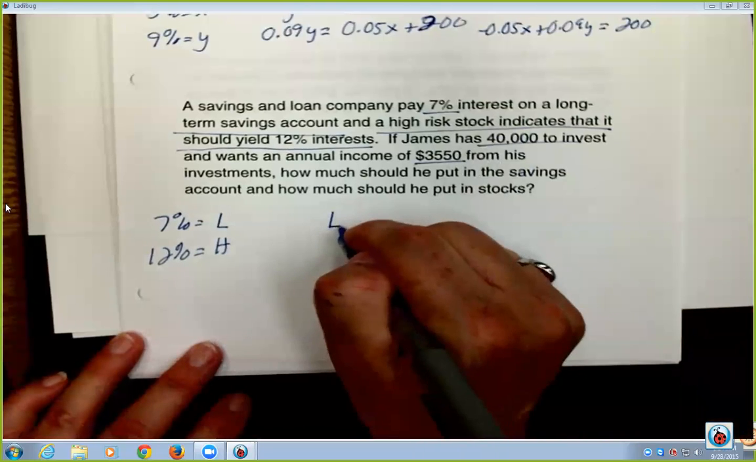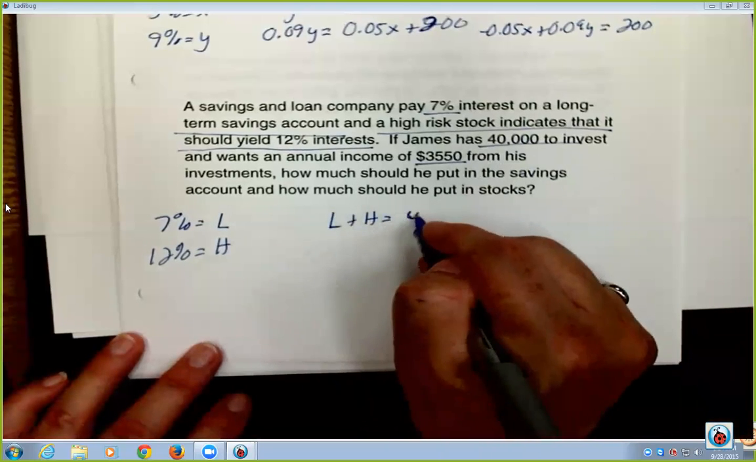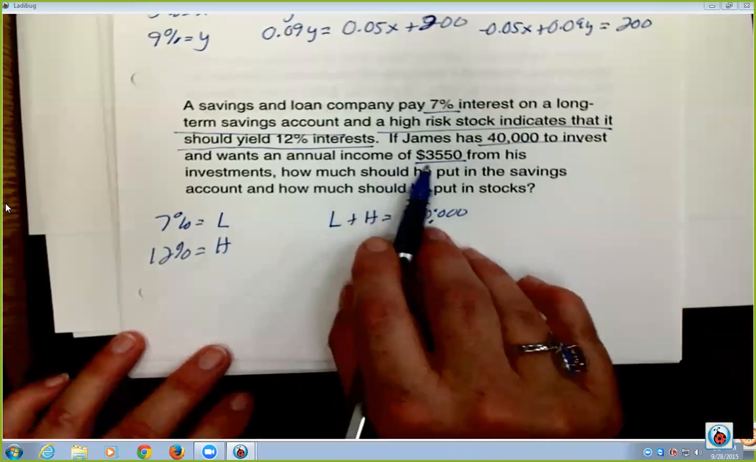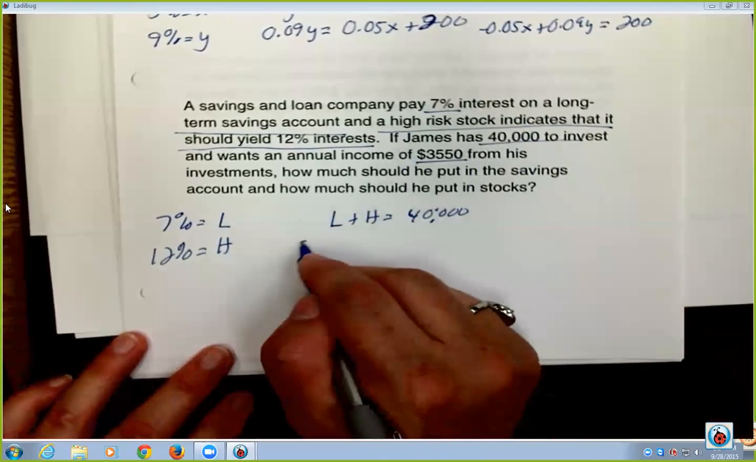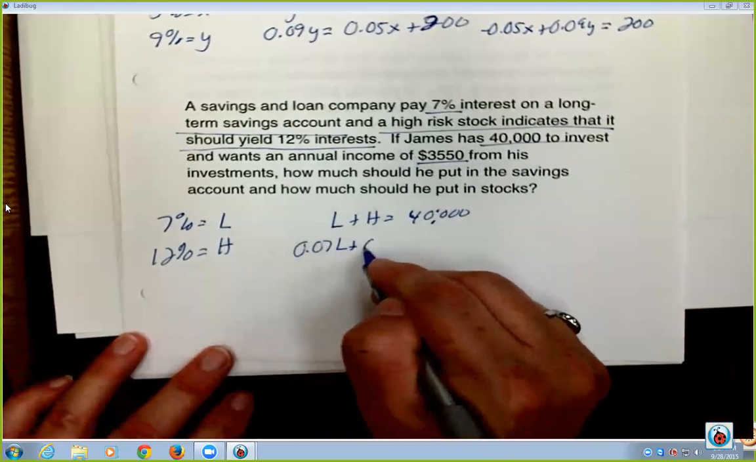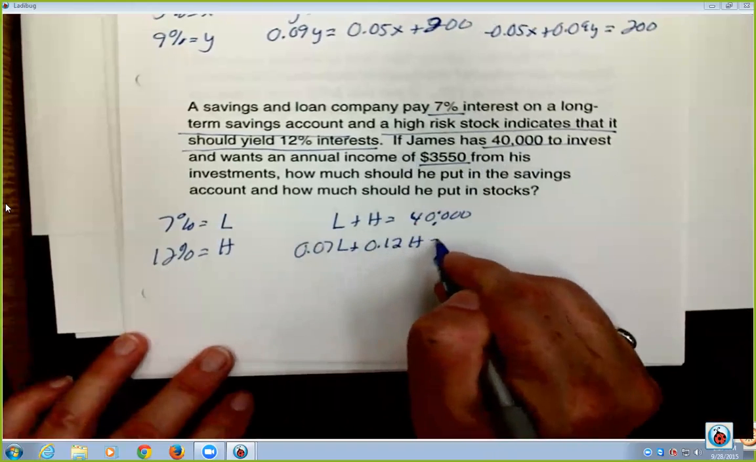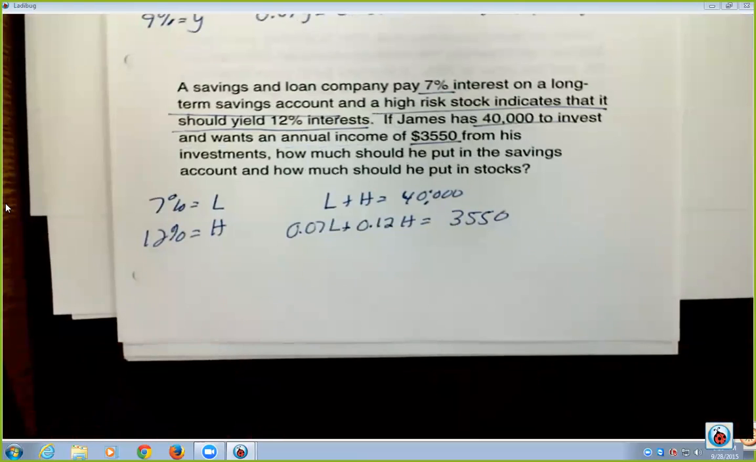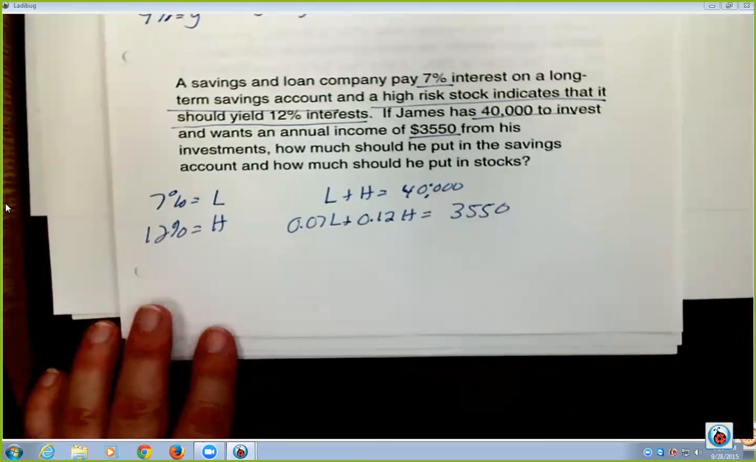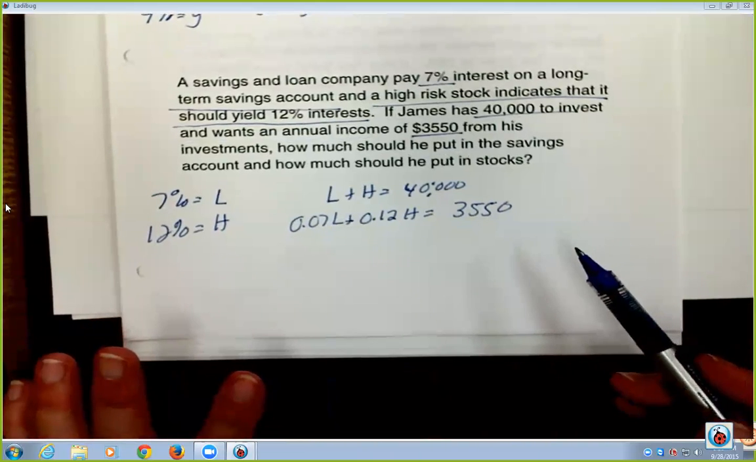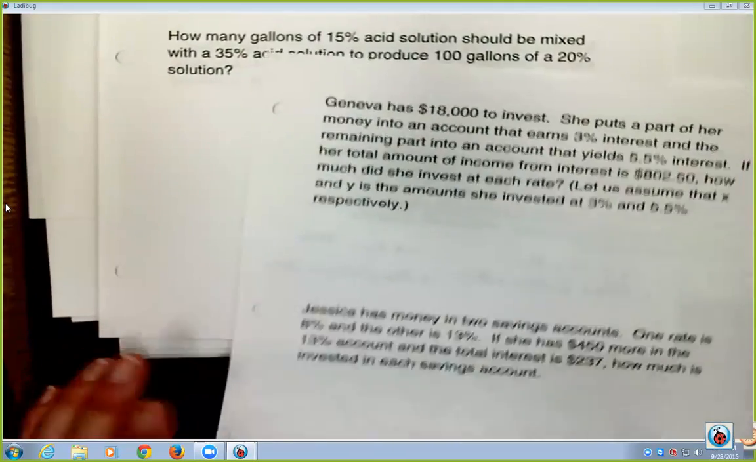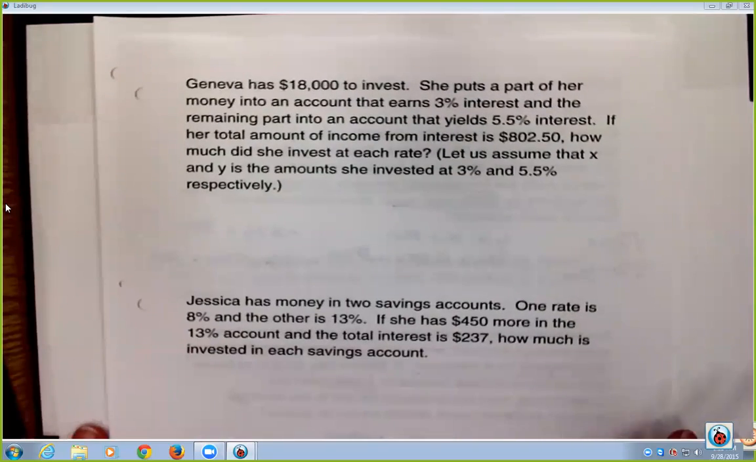L plus H equals 40,000. That's good. And then down here, because he wants to earn this income, all that means is I have 0.07L plus 0.12H is going to equal what he wants to earn. And so I put my $3,550 into that spot. And then do I have to change them at all? They're perfect, so I don't have to move them, don't have to change them or flip them around at all. And then the next one.